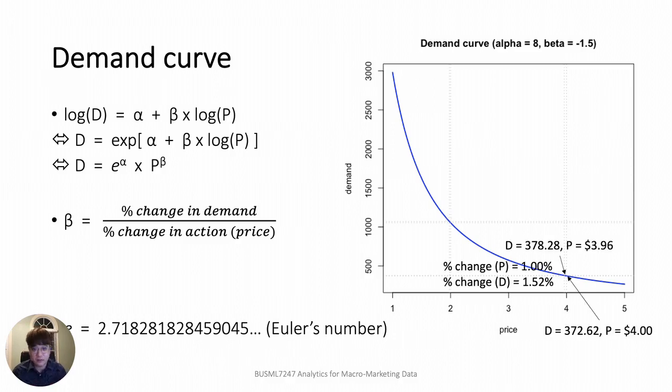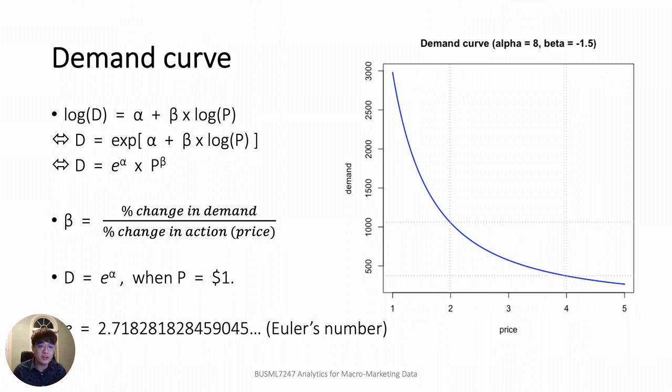At $4, demand is about 3.73, and at $3.96, which is the 1% discounted price, demand is about 3.78. Percent change of demand in response to the 1% price discount is 1.52 here. This is a little bit larger than 1.5 because the exact elasticity must be computed through continuous compounding.